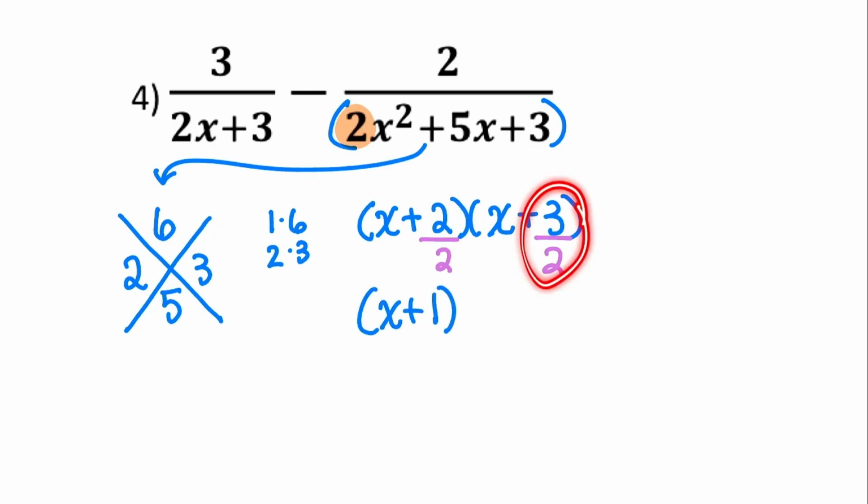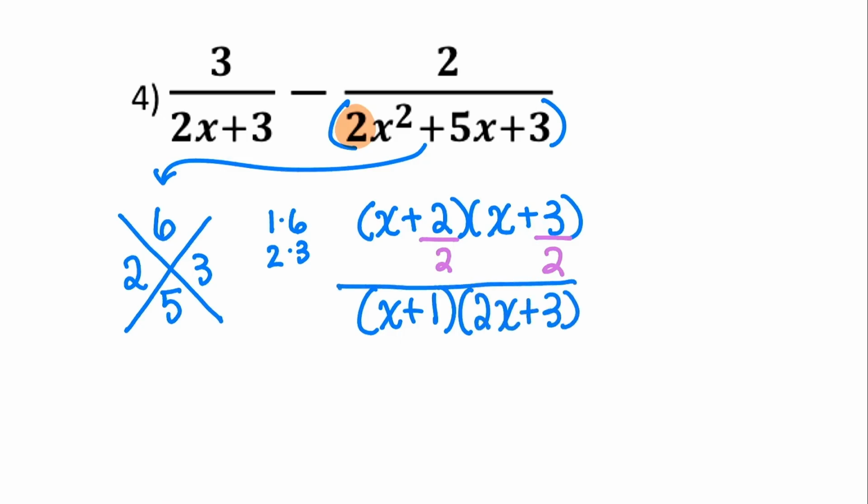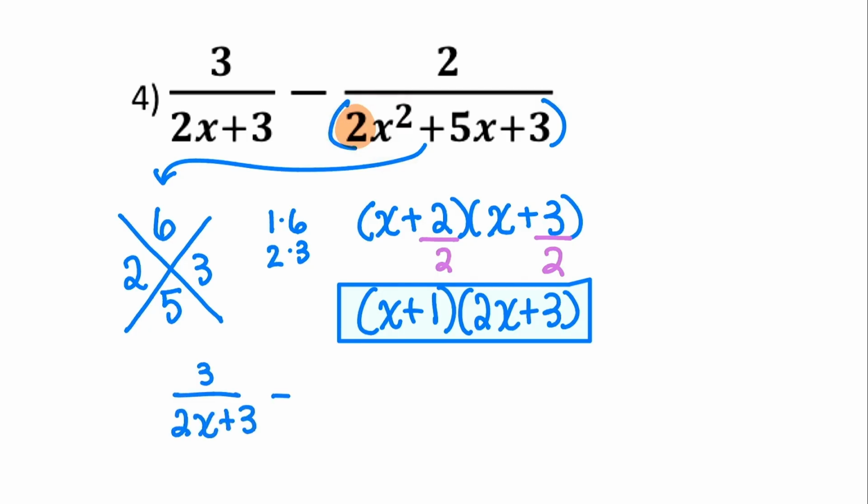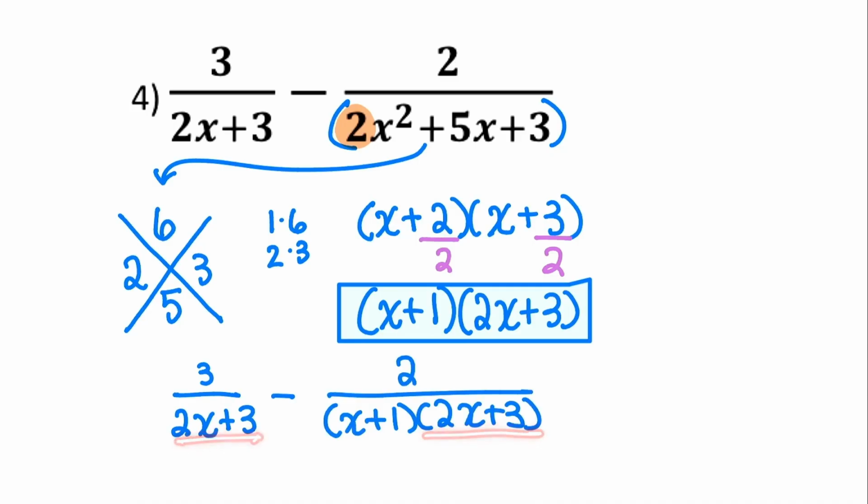Since this set is not an even number, what we can do is rewrite this 2 in front of our x. So it's going to look like this. So now this is the new denominator for our second fraction over here. Let's rewrite this. We're going to have 3 over 2x plus 3 minus 2 over x plus 1 times 2x plus 3. In our denominators, you can see that they both share this term, but this fraction is missing this term. So what we have to do is multiply this fraction by x plus 1 over x plus 1.